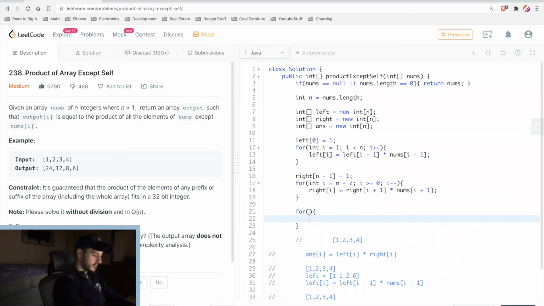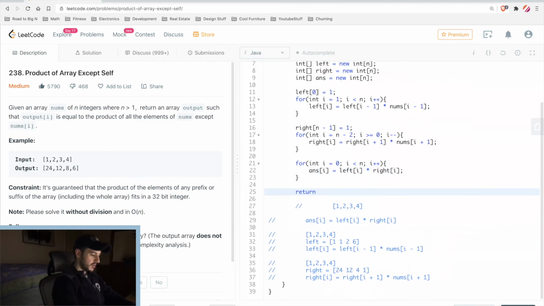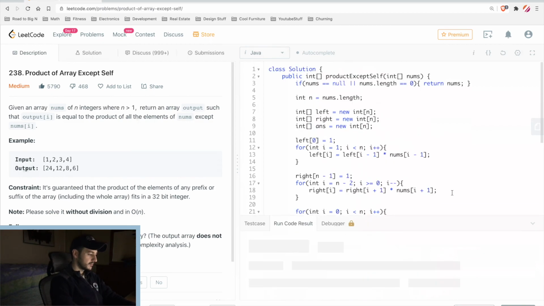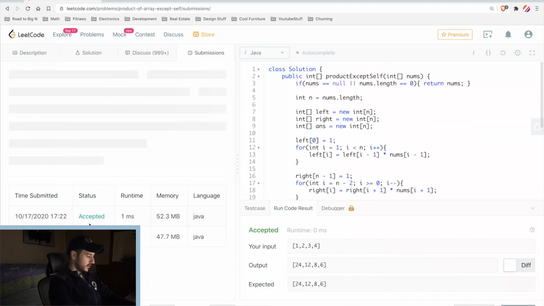And then lastly, we just go ahead and populate our answer array. Answer at i, just like how we have here, is going to be whatever is at the left and the right. Take those two and just find the product. And then we just return answer. So yeah, here it is, and should be accepted.